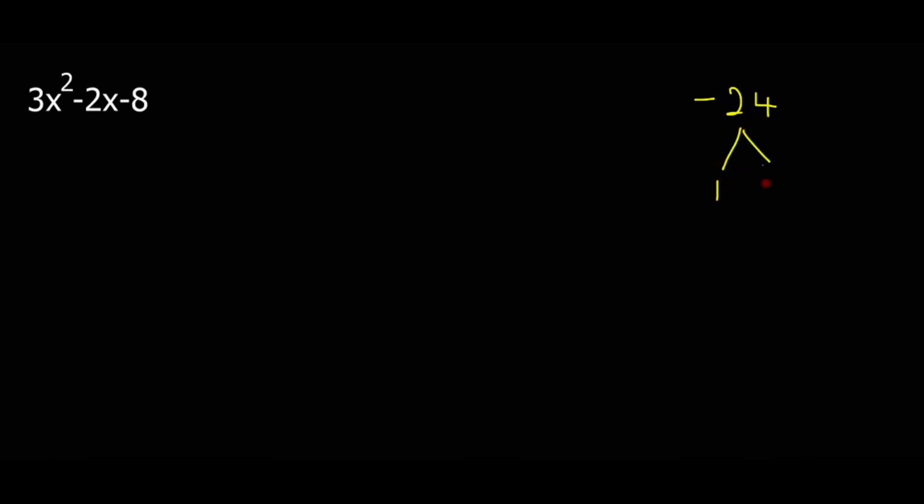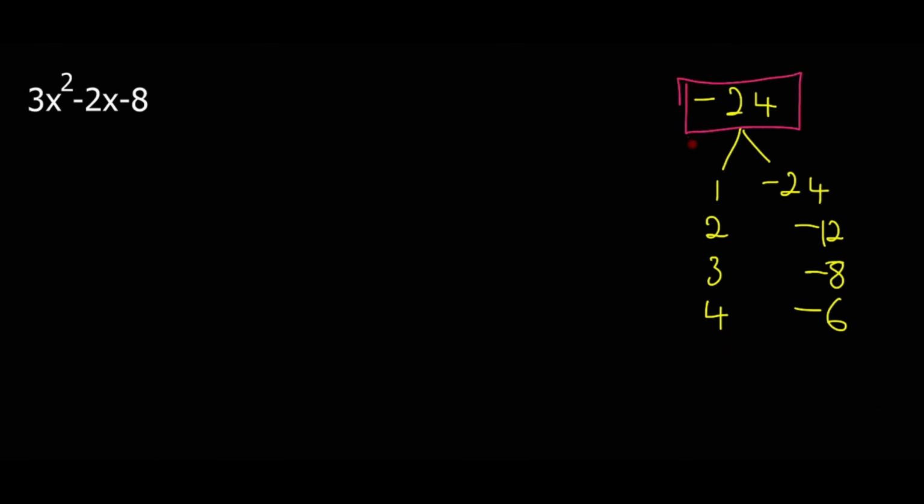Negative 24 divided by 1 is negative 24, and then negative 24 divided by 2 is negative 12, and then negative 24 divided by 3 is negative 8, negative 24 divided by 4 is negative 6, and then the factors of 24 are finished. From here we look for two numbers that when we multiply them give us negative 24, but when we add them give us our middle term, which is negative 2.